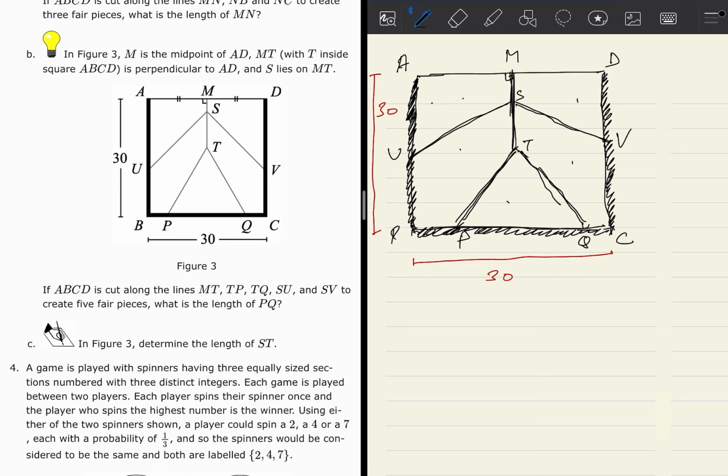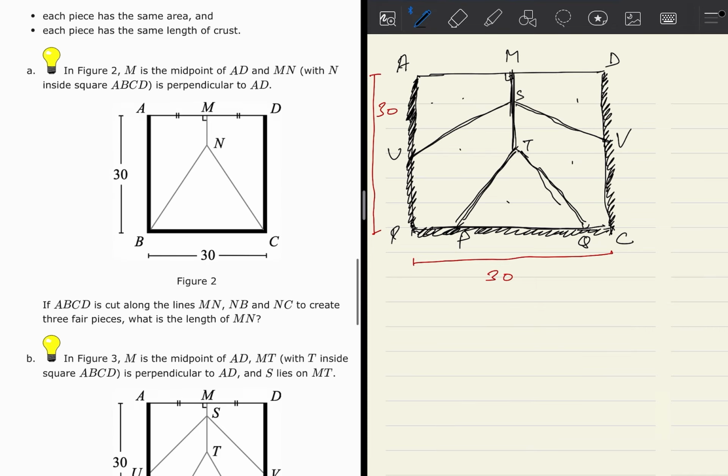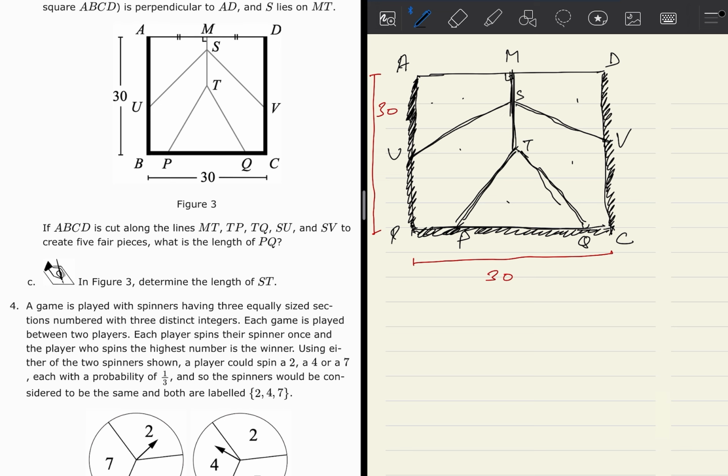So what does that mean? It means that the areas of all these 5 pieces are the same, and all these 5 pieces have the same length of the crust. Since it's already mentioned that it's a fair piece, we have to assume that these two criteria are being met for all these 5 pieces.